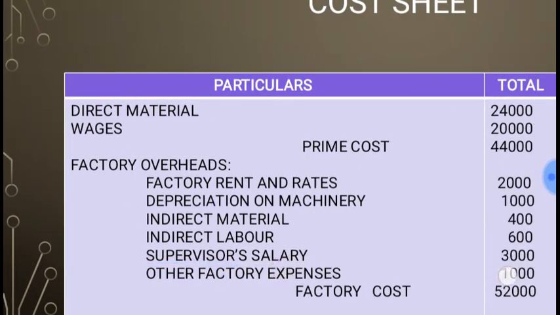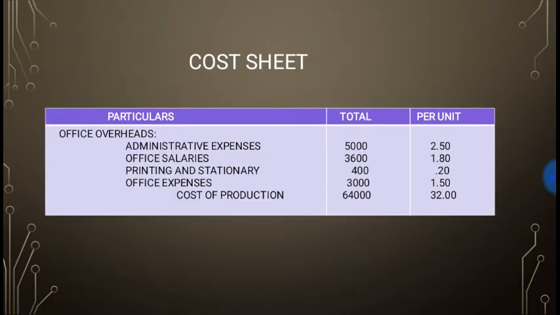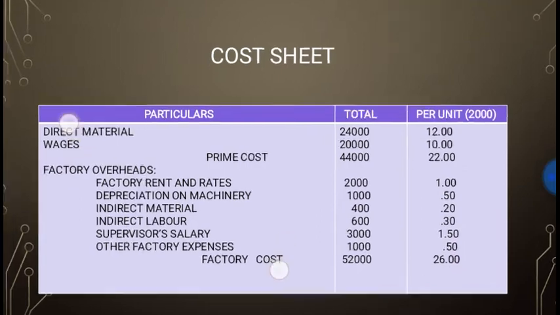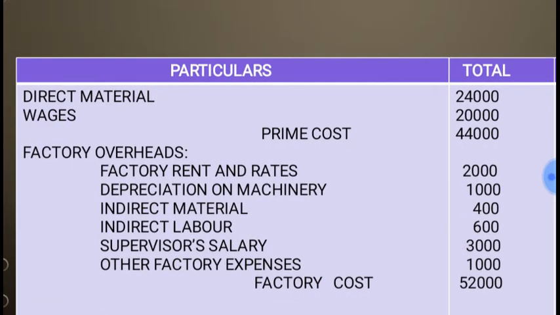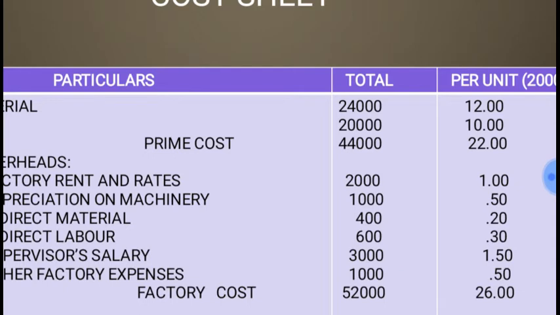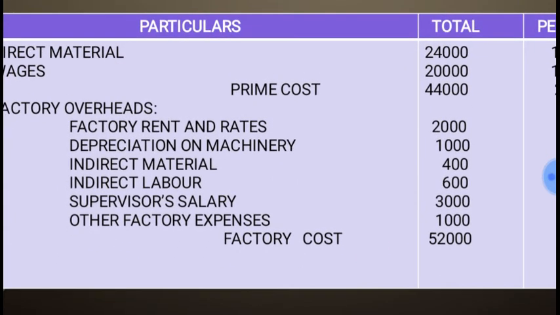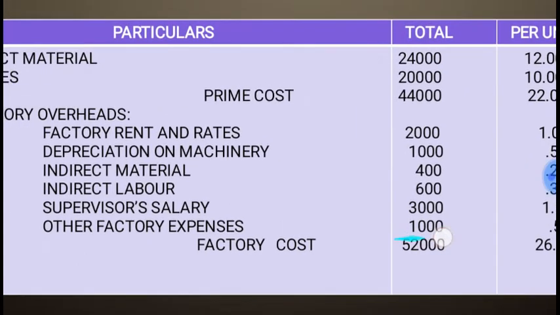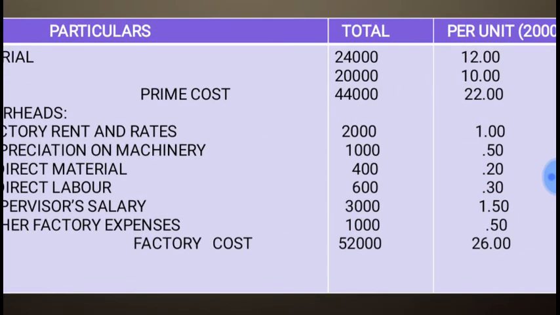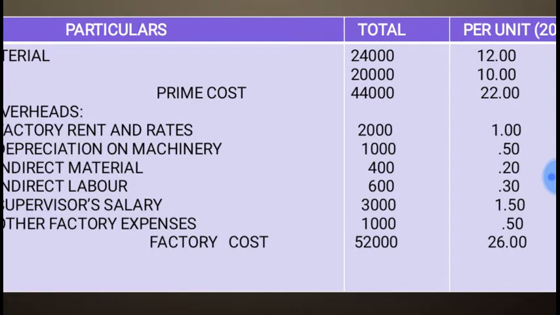सुपरवाइज़र सैलरी that is 3,000. इंडायरेक्ट मटेरियल फैक्ट्री में आता है 400. इंडायरेक्ट लेबर that is 600. एंड पर यूनिट जब आप इसको 2000 से डिवाइड करते जाएंगे, ये 30 पैसा है, ये 20 पैसा आ गया. 1000 डिवाइडेड बाय 2000, ये 50 पैसा आ गया है. फिर आगे बढ़ते हैं तो आगे आया है अदर फैक्ट्री एक्सपेंसेस that is 1000 और ये आपका पर यूनिट आ गया है 50 पैसे. अब हम क्या करेंगे, जितना भी आपका फैक्ट्री ओवरहेड है उनकी टोटल कॉस्ट देखते हैं.